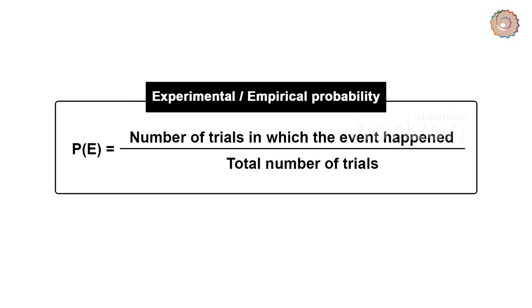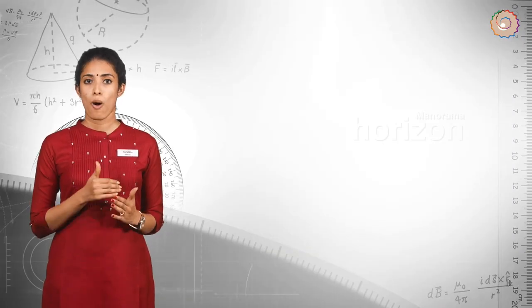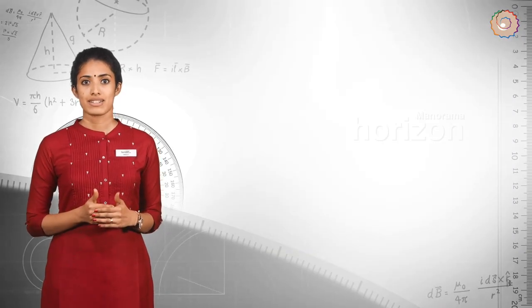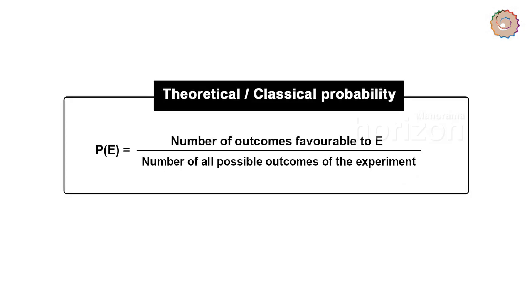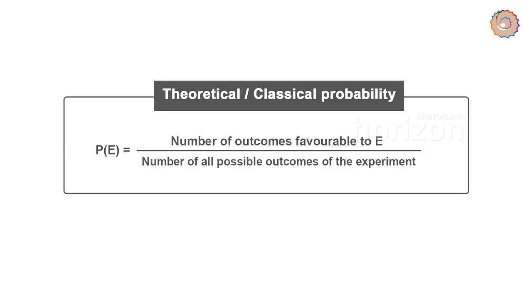Therefore, the result of probability based on the actual experiment is called the experimental or empirical probability. Empirical probability is denoted by P(E), where E is the event. Therefore, P(E) is given by the number of trials in which the event has happened divided by the total number of trials. Probability that is determined on the basis of reasoning is called theoretical probability. Therefore, probability of an event E is given by the number of outcomes favorable to E divided by the number of all possible outcomes of the experiment.